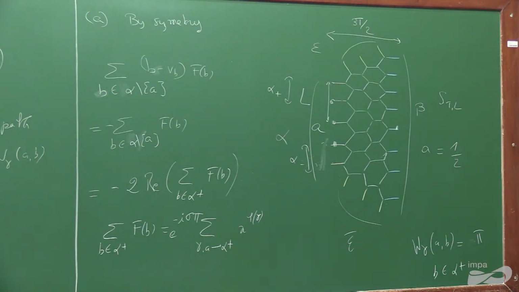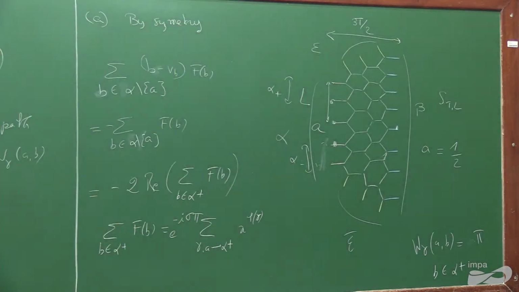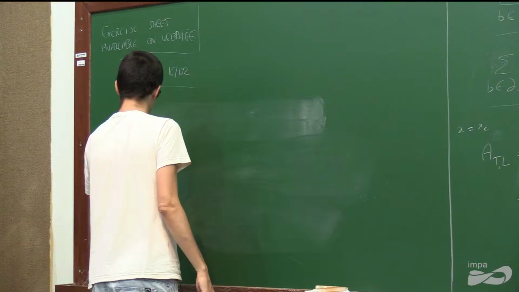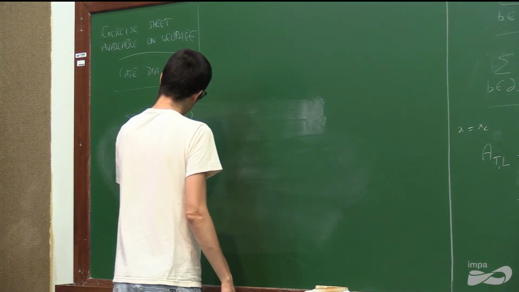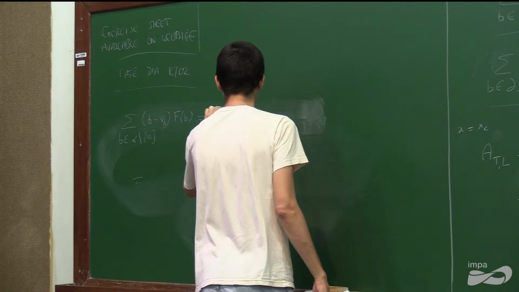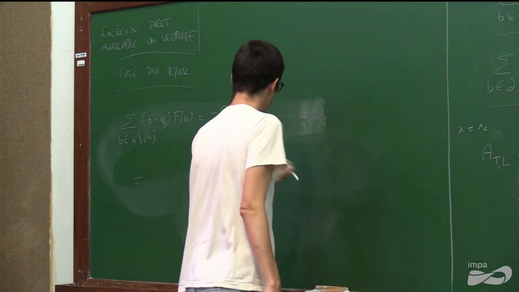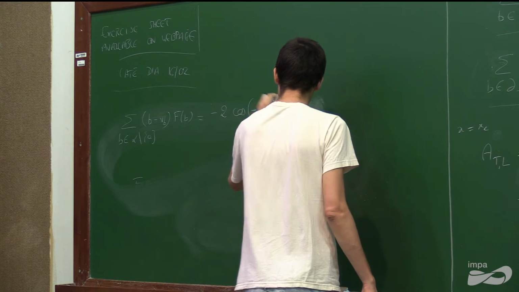So what you get overall is that this sum over B in alpha minus A, B minus VB, f of b, is equal to minus 2 cos of 5 pi over 8. Okay, if you want minus 5 pi over 8, but this is not really important.